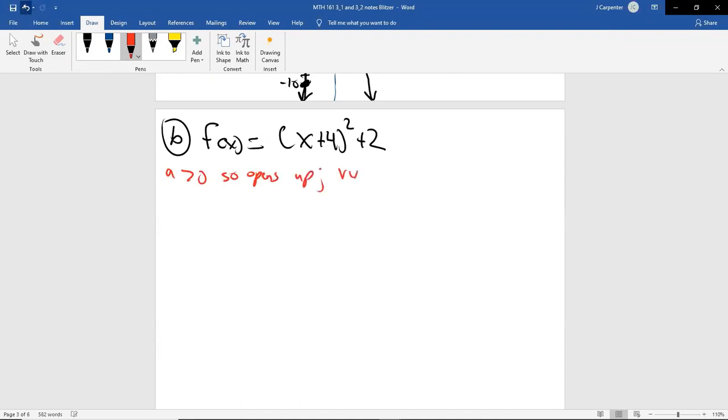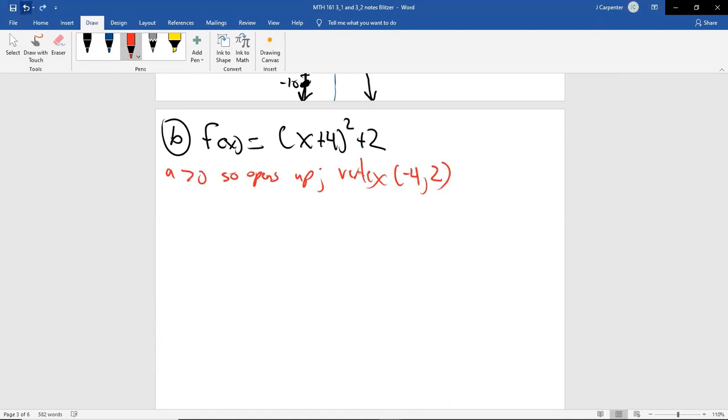We can find our vertex based on the numbers being added and subtracted to this thing. We've got a plus 4 and a plus 2. Be careful, the inside is opposite. So that would be a negative 4. The outside is direct, so that would be a positive 2. Again, those subtle details are where people make massive mistakes.